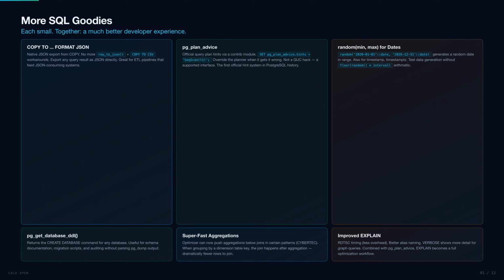pg_get_database_ddl. Returns the CREATE DATABASE command for any database. Improved EXPLAIN with RDTSC timing, better aliases, and graph query support.